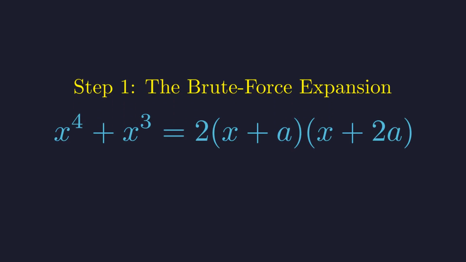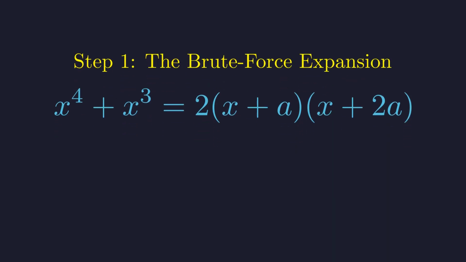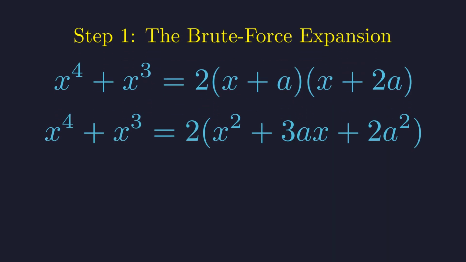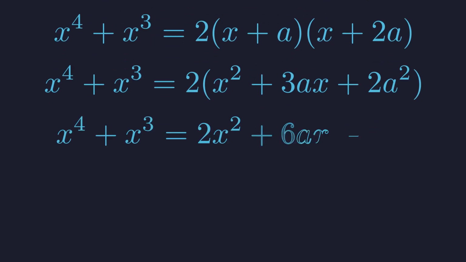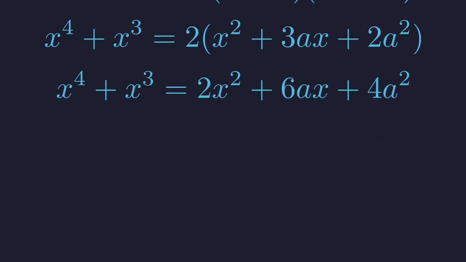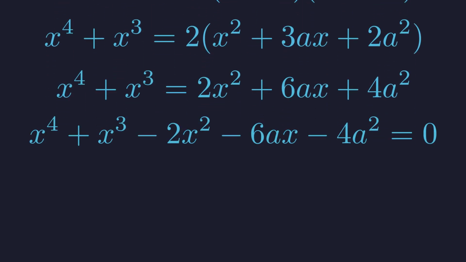This gives us x to the fourth plus x cubed. Expanding gives x squared plus 3x plus 2a squared. And now we distribute the 2. And here we have it, in standard polynomial form.